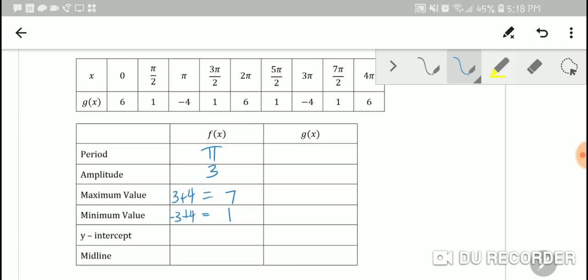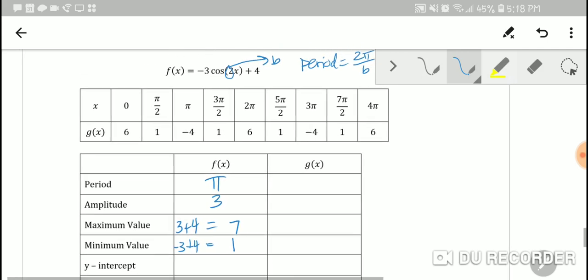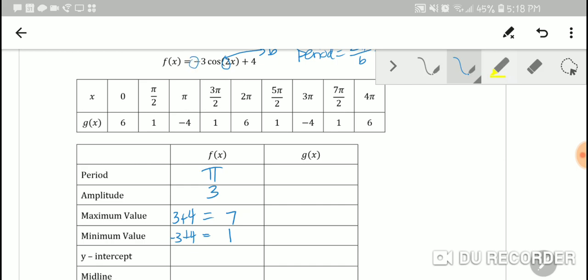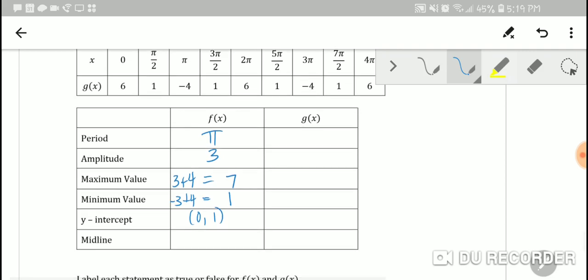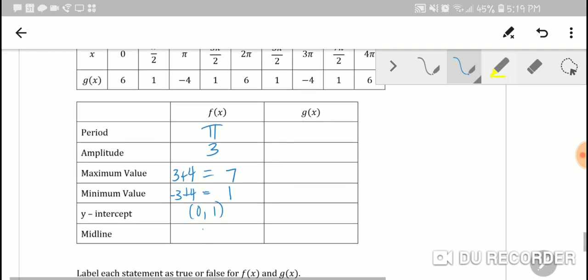Your y-intercept for cosine is either going to be a minimum or a maximum value. We know it's a minimum value in this case because of the negative in front. So your y-intercept should be 0, 1. That's from the minimum value again. And the midline is 4.